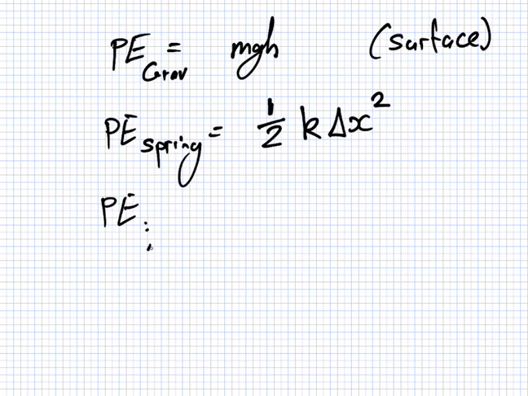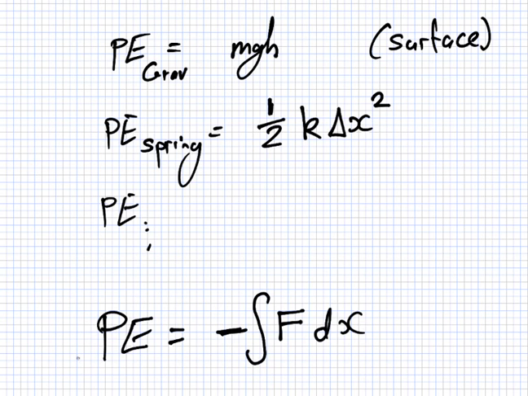Okay. And of course you have many other potential energies for many different situations. So the question now is, how can we find the potential energy for any situation? And here's a new formula for you. Potential energy can be found from this formula: minus integration of the force dx. So this is new.